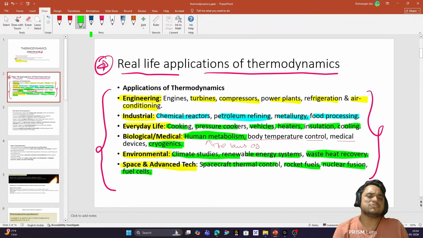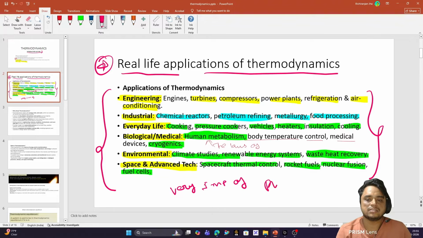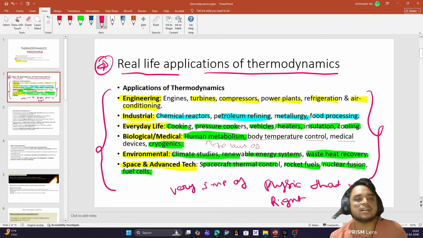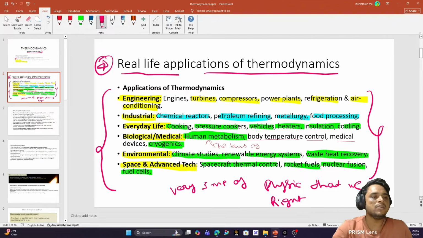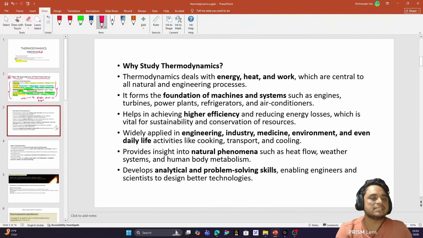From all these examples, we can say that thermodynamics is a very important branch of physics that we need to study. I hope you understood where we have real life applications of thermodynamics. Now let's move on to the next slide.